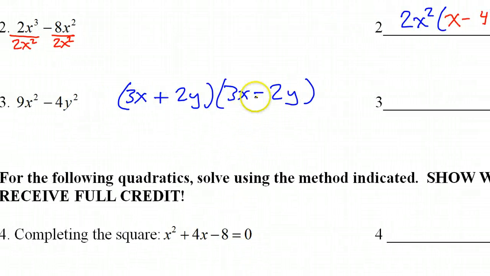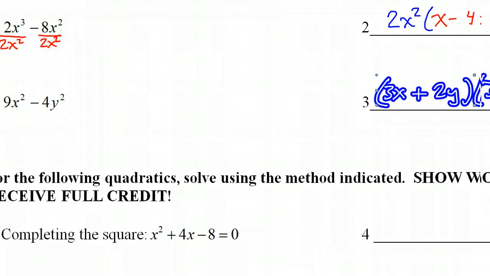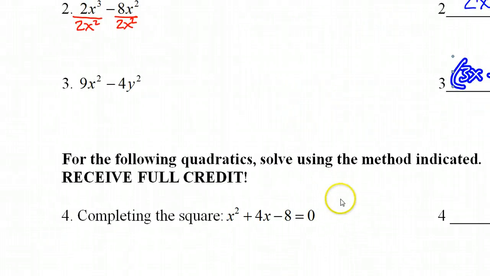Alright, so boom, that's it. There's nothing else I can do with that. So this again is the answer. So I'm just going to drag this over and put it on the line there. Okay, so that was the answer number 3.